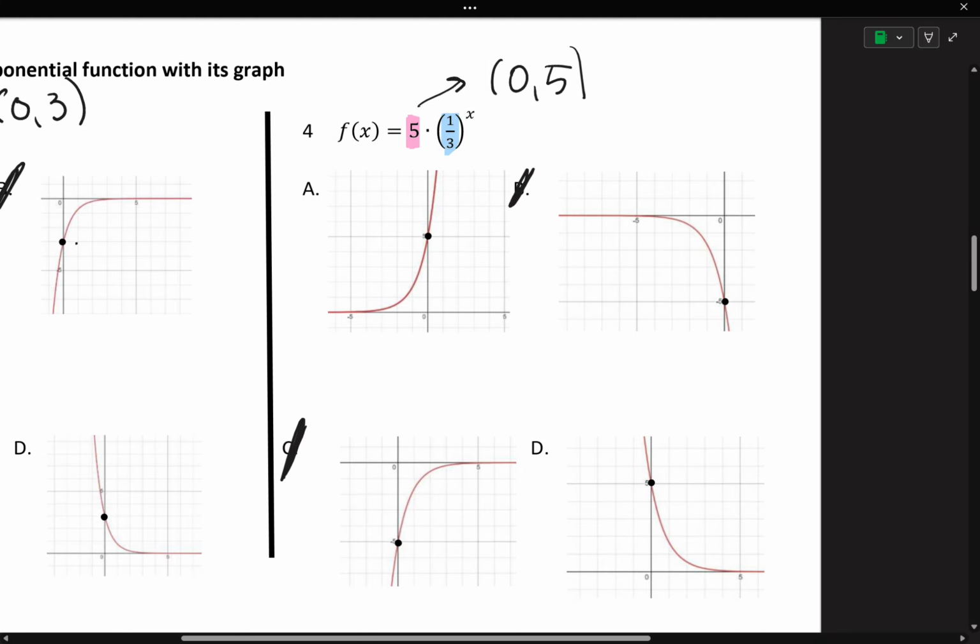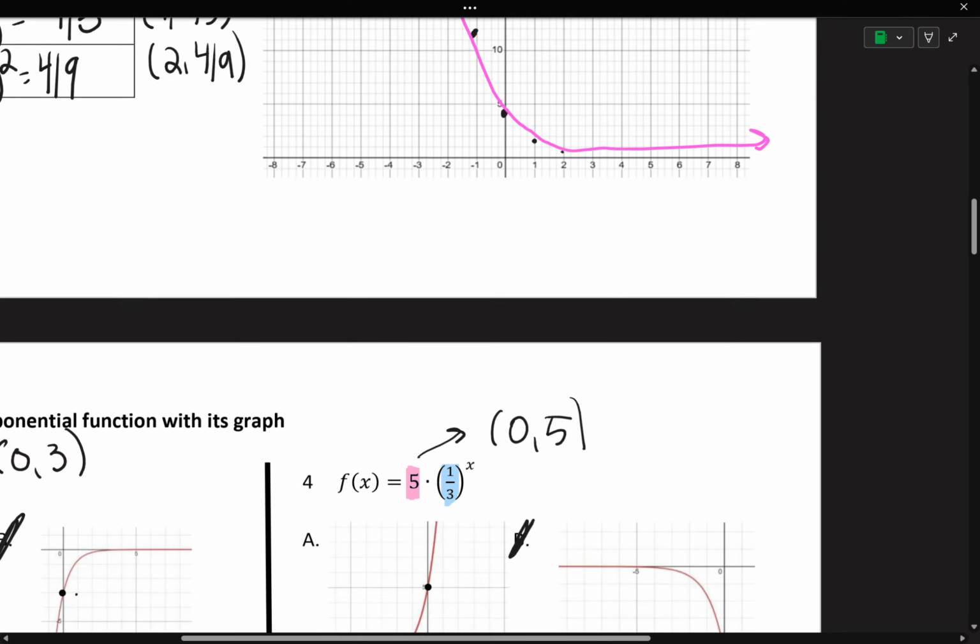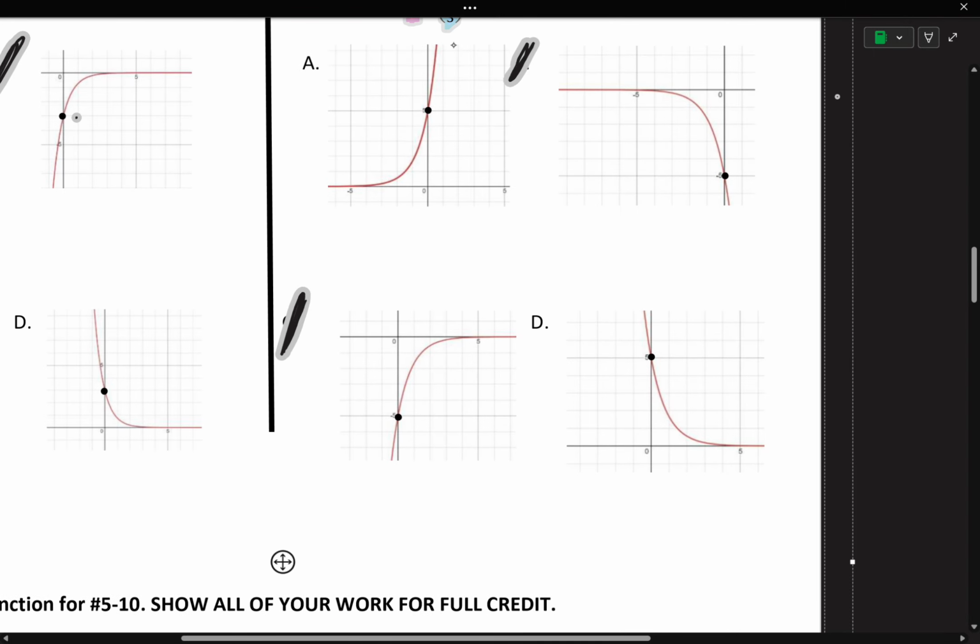In number 2, I think that's where we had our fraction. It swooped down. So letter D is our answer.